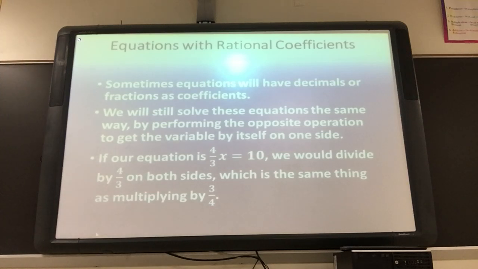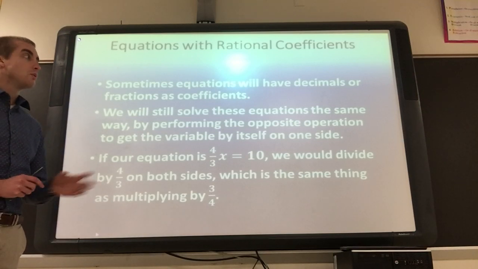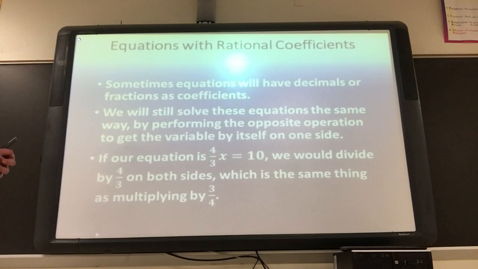All right, we are still working with one-step equations. We're actually still working with rational numbers as our coefficients. Yesterday we looked at solving them when decimals were the coefficients. Today we're going to look at solving equations when we have a fraction as the coefficient. So just looking at this, we're still going to do the same thing, perform the opposite operation to get the variable by itself on one side.